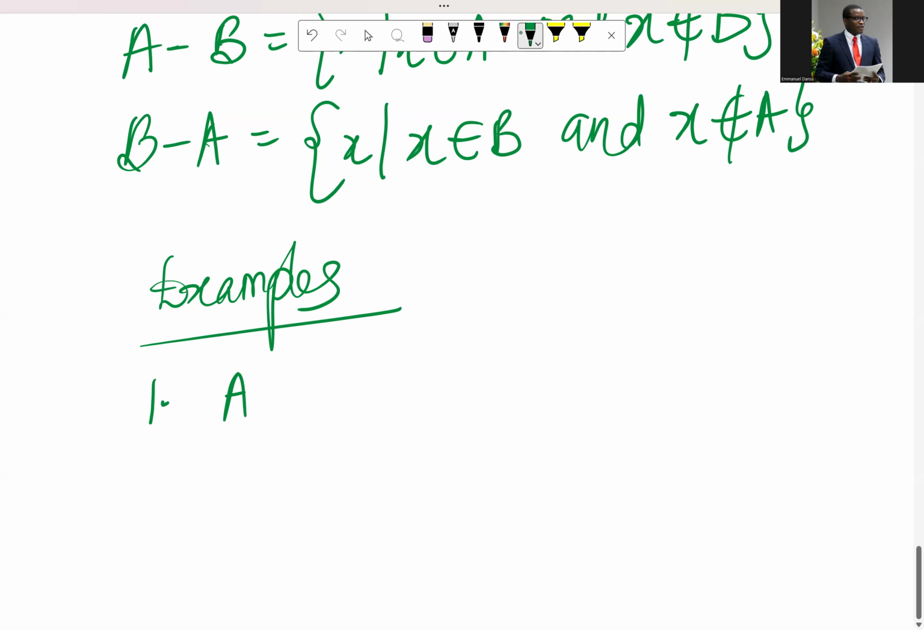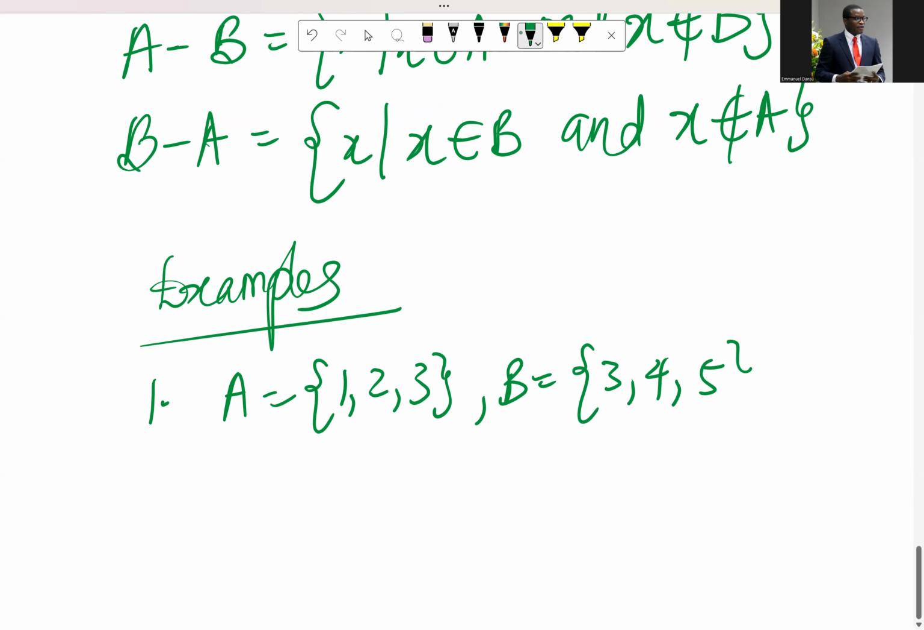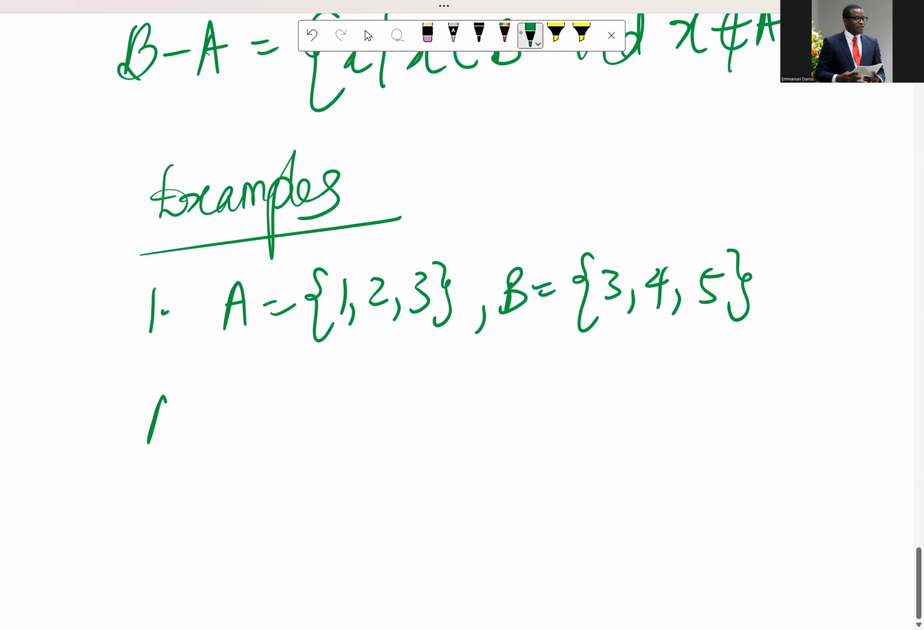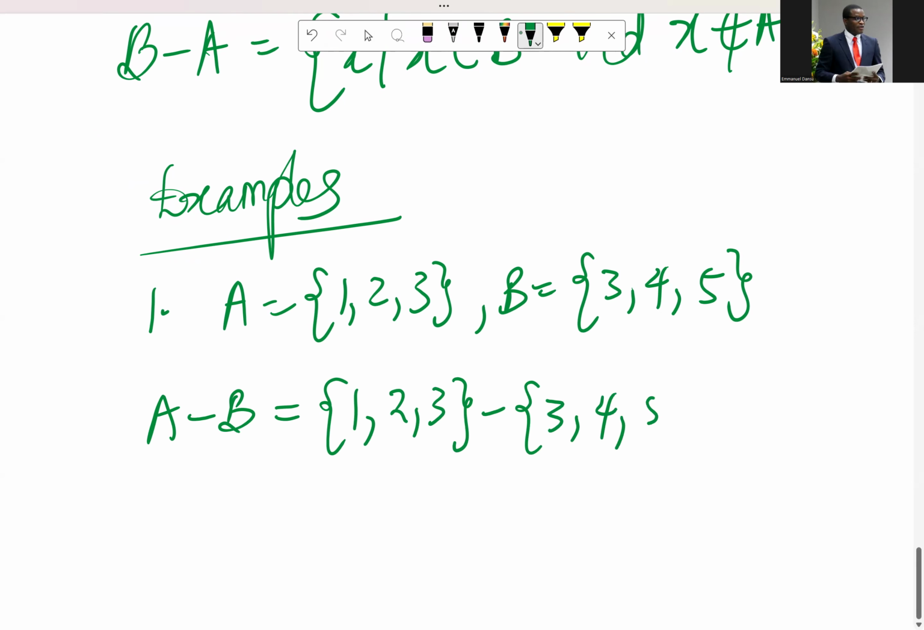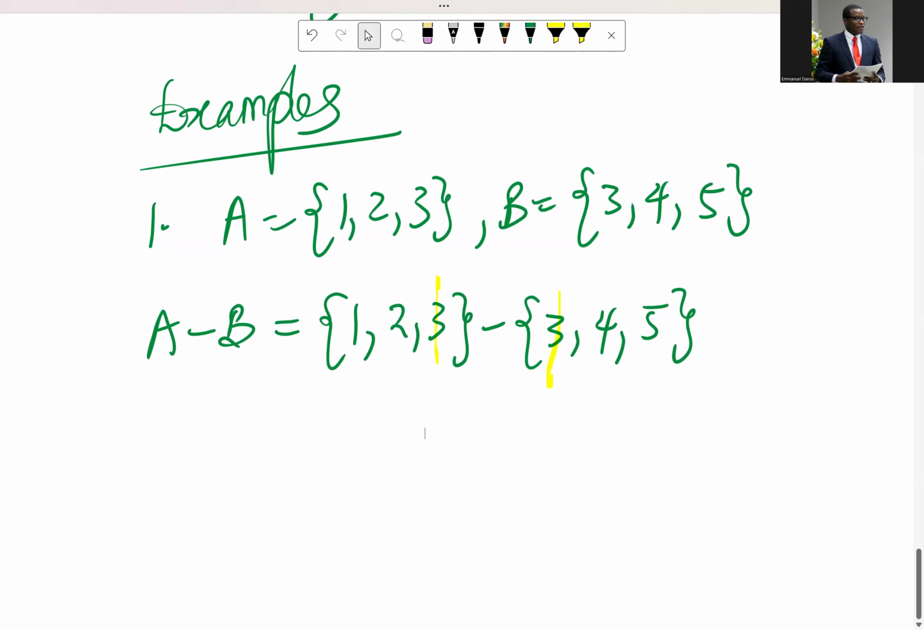Number one, A is {1, 2, 3}, and B is {3, 4, 5}. For A minus B, it's more like you're saying {1, 2, 3} minus {3, 4, 5}. So A is like the boss, so to speak. Everything in B that is in A, remove it. So you strike off 3, since it is in B. Whatever is left in A is the result.